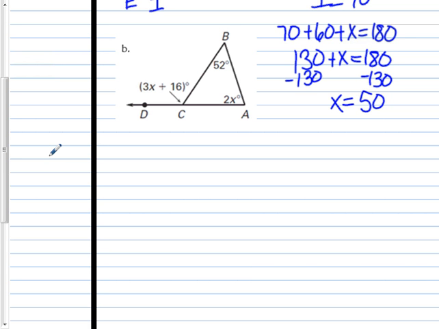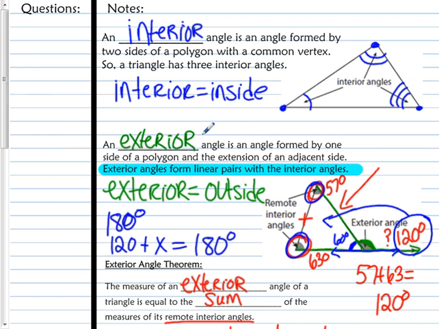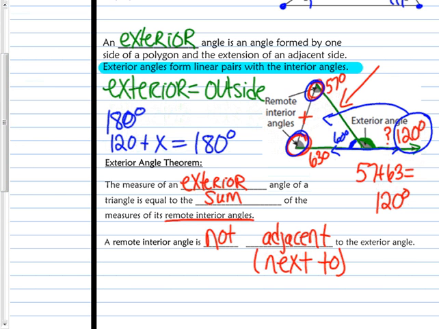Okay. So this one, I have an exterior angle, and then I have two interior angles. I know that this angle plus this angle make 180 together, but I don't even know what the interior angle is. They didn't tell me anything about it. But if you look back up at the exterior angles theorem, it says the measure of an exterior angle is equal to the sum of the measures of its remote interior angles.